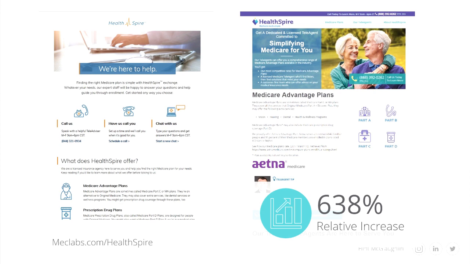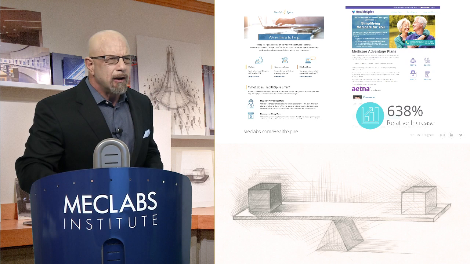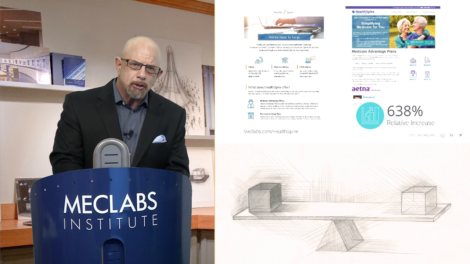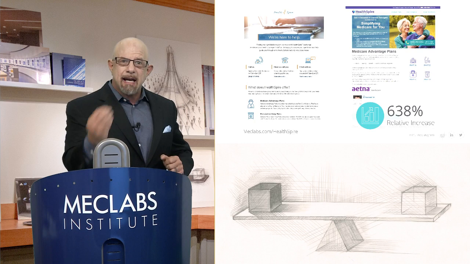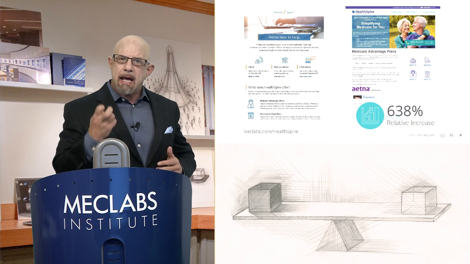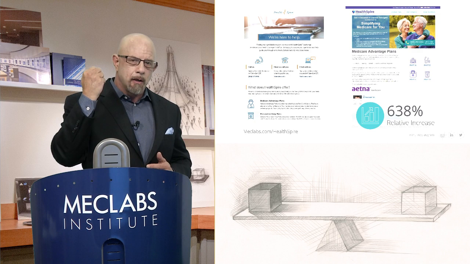The second page produces a 638% increase. And this is for one of the biggest companies. This is an Aetna company. Think about that. What are you really seeing here? How both pages are saying essentially the same thing. It's not that we have a new message on the other page in its essence, a new offer, let's put it that way. You could say the message is changed, but the essence of the offer, the true value proposition, is the same. The only difference is in the articulation of the value proposition.